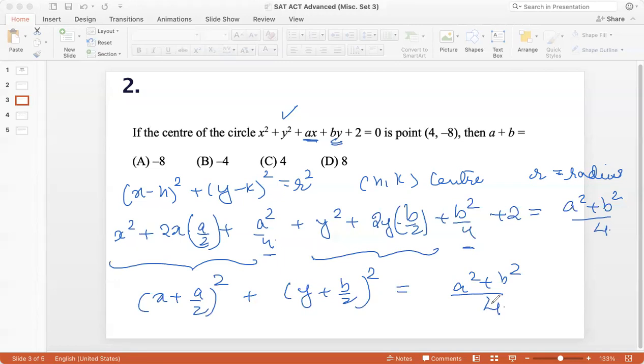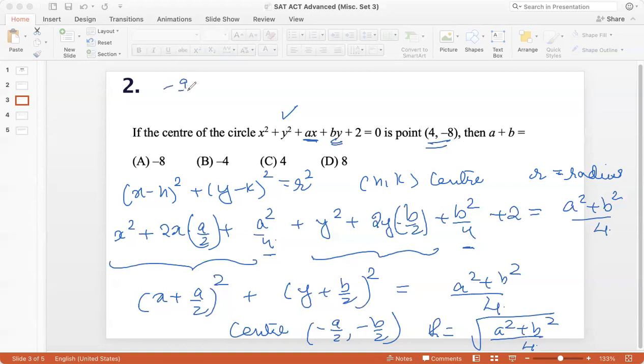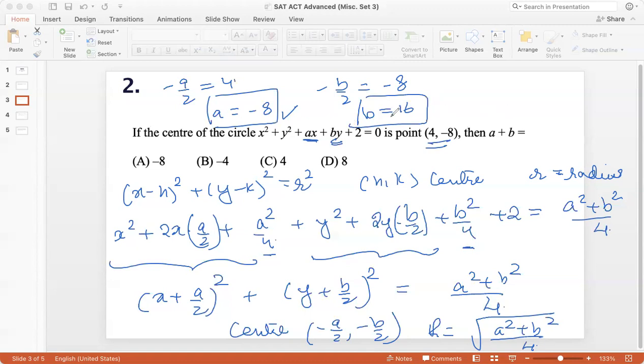Now this is in the standard form, so my center will be (minus a by 2, minus b by 2), and my radius will be square root of a squared plus b squared by 4, right? Now the center is given here, so minus a by 2 is 4, so a is -8, and minus b by 2 is -8, so b will be 16. So what is a plus b? It will be 16 minus 8, which is 8, option D.